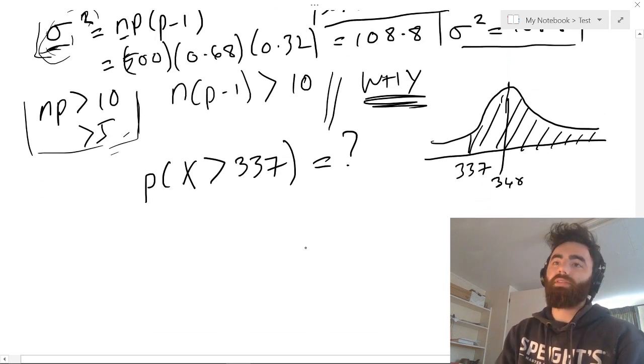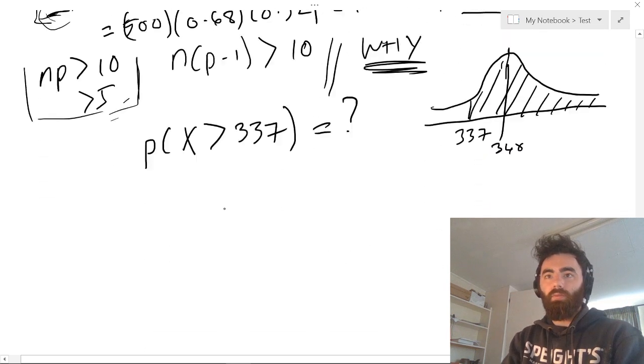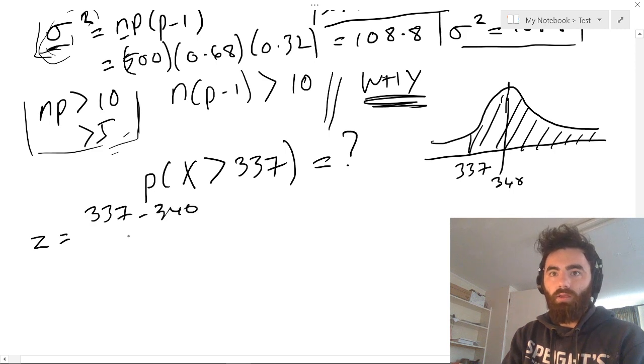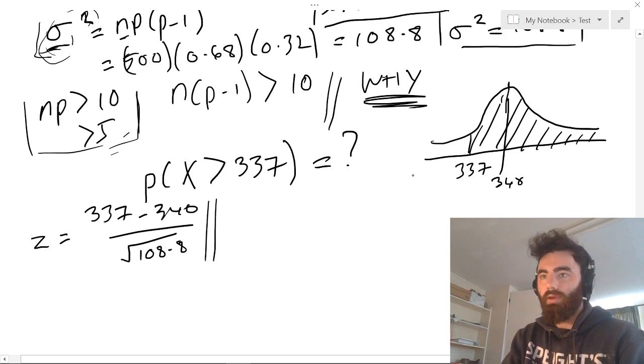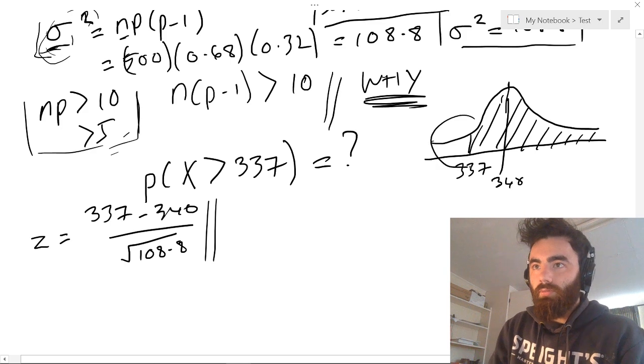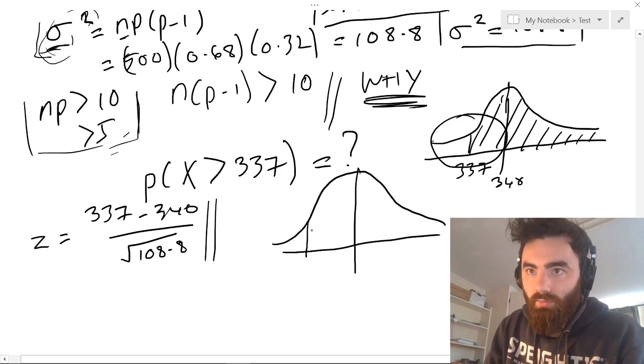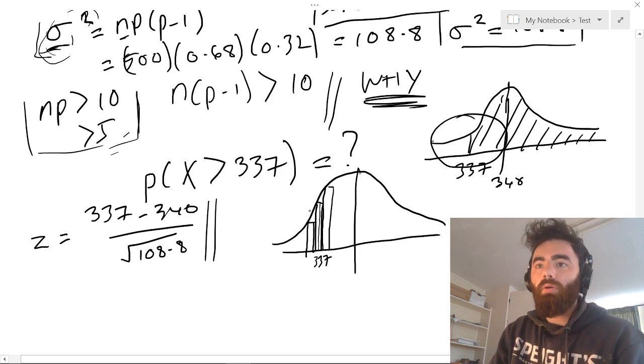And well, how do we do that? We find the z value. In this case, when we approximate, it would be okay if we just found the z value for 337 minus the mean 340 divided by the square root of 108.8. That would be okay, but there's a better way of doing it. Because when we zoom in on this, and this comes from intuition when you look at these approximations, you can see, because it's a binomial distribution being approximated, that at 337 we want more than 337.